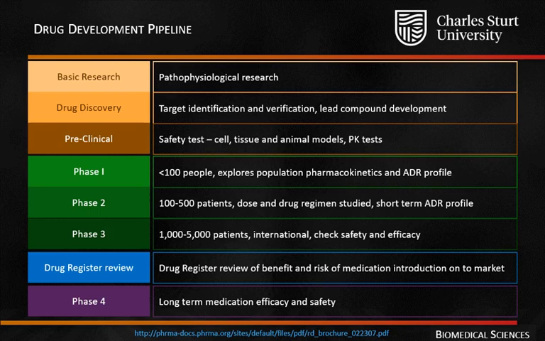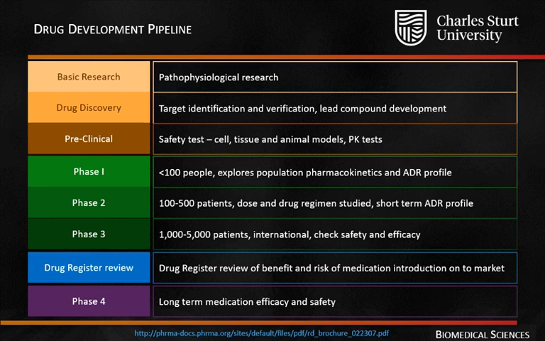Then we're looking at various phases of clinical trials themselves. So in phase 1 clinical trials, usually they're fairly small, maybe 100 people or less. And what they're exploring at this point is the population pharmacokinetics and adverse drug reaction profile. So how safe is it to use? What kind of dose might be acceptable and not toxic?